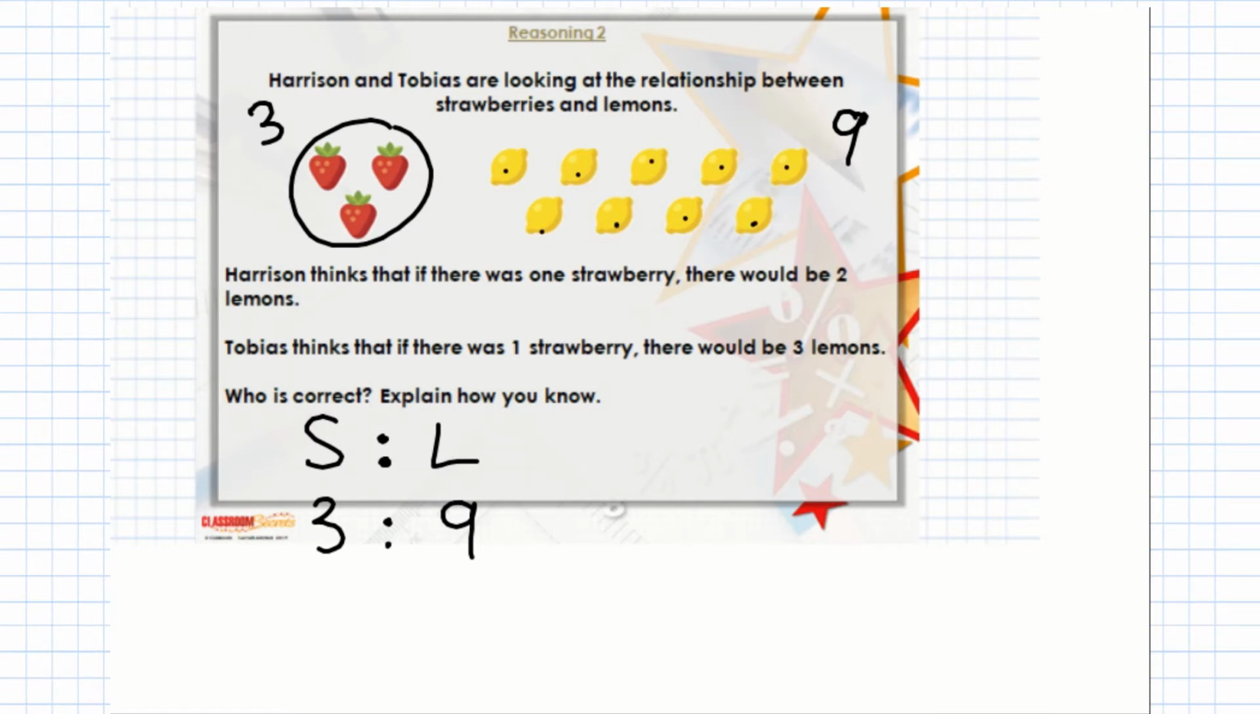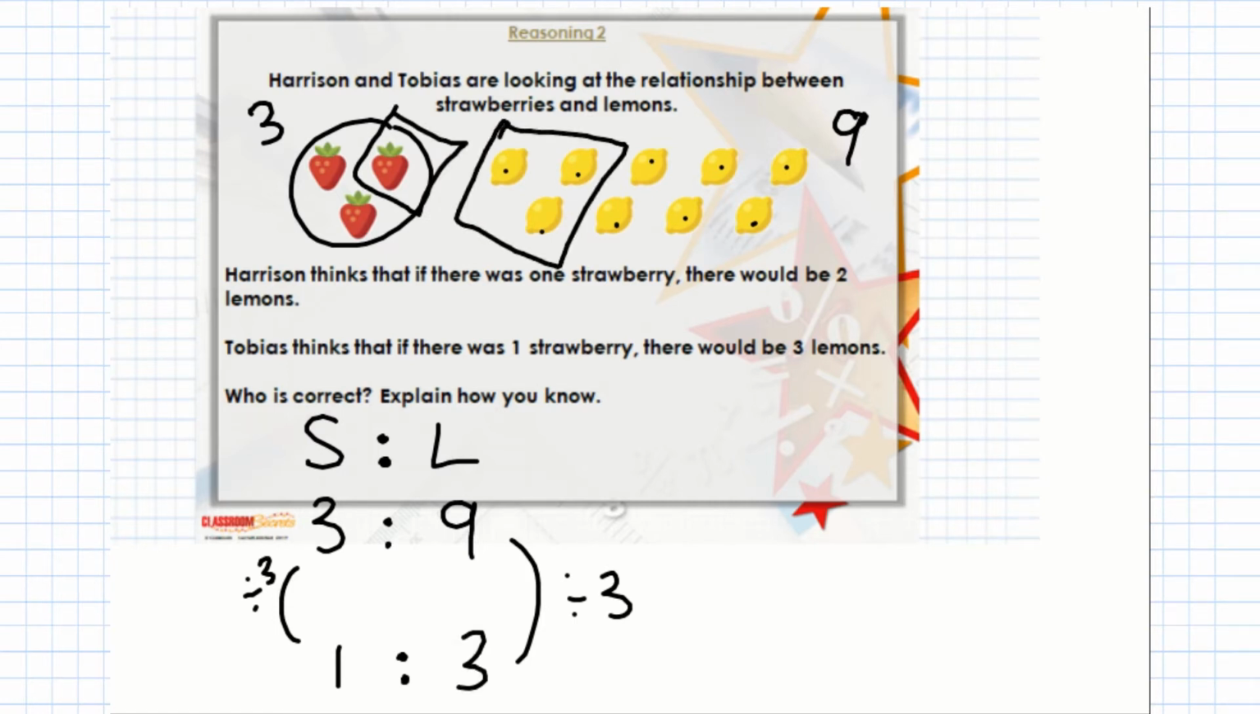And we're trying to prove, is Harrison right or Tobias right? So we want to isolate it down to 1 strawberry. So we're going to divide that by 3. So 1 strawberry. Let's find out how many lemons there would be. Divide by 3. So if we just had this 1 strawberry, we would have 3 lemons, 1 to 3. So it must be Tobias is right. And we know that because for every 1 strawberry there are 3 lemons.